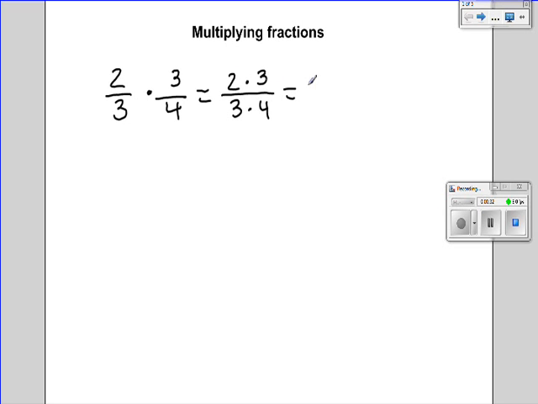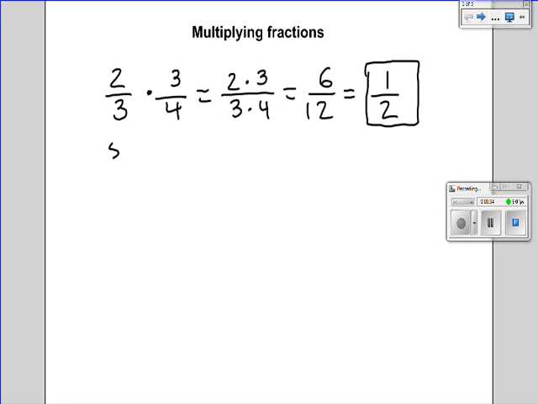Which equals 6/12. And the last step whenever you multiply fractions is you need to check to see if you can reduce it. So does any number go into both 6 and 12? Well, we know that 6 goes into 6 once, 6 goes into 12 twice. So 2/3 times 3/4 equals 1/2.